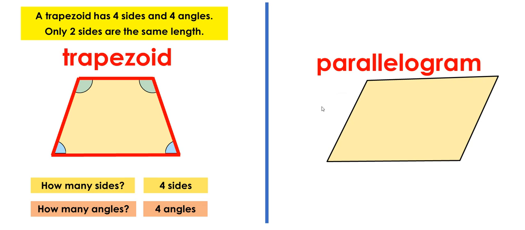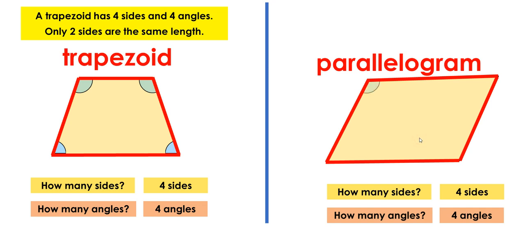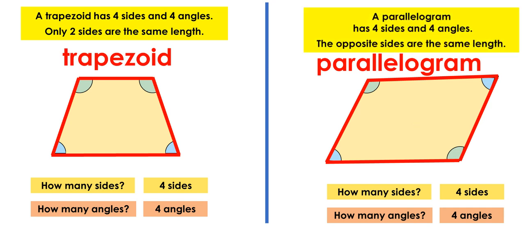Then we have a little bit of a long word, but it's not difficult. Parallelogram. How many syllables? 1, 2, 3, 4, 5. Parallelogram. It has 4 sides. 1, 2, 3, 4 sides. And it has 4 angles. 1, 2, 3, 4. A parallelogram has 4 sides and 4 angles.